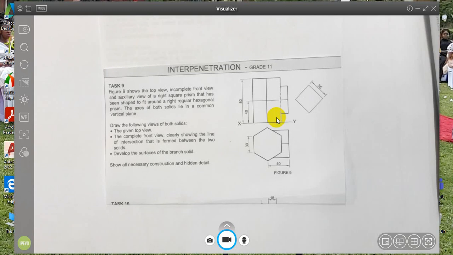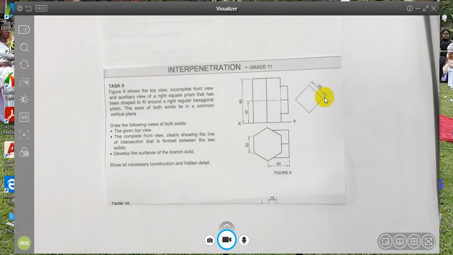Okay, interpenetration for our grade 11 work. In figure 9, we are showing the top view. We also have our incomplete front view and an auxiliary view of a right square prism that has been shaped to fit around a regular hexagonal prism. The axes of both solids lie in a common vertical plane.